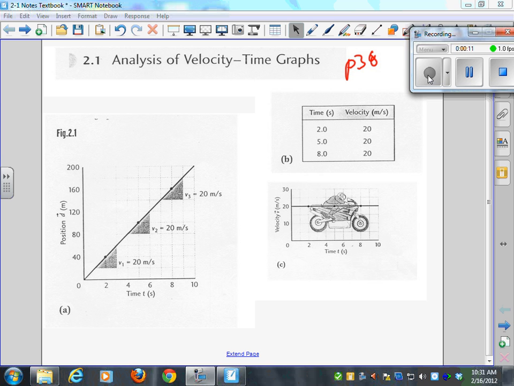So Taylor needs to include page 38 in her blog for the day. Oh. All right, page 38.